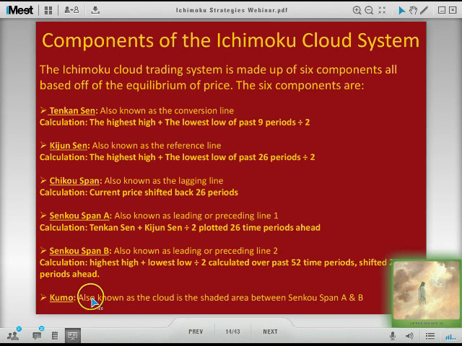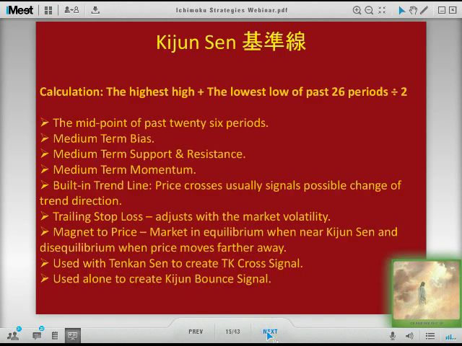Then you have your Kumo, also known as the cloud. That's the shaded area between Senkou Span A and B. So Senkou Span A and B, I don't even really say, oh, I'm worried about Senkou Span A and B. I take that as a whole with the cloud, okay? That's how you can shorten that up and just worry about the cloud, not that.